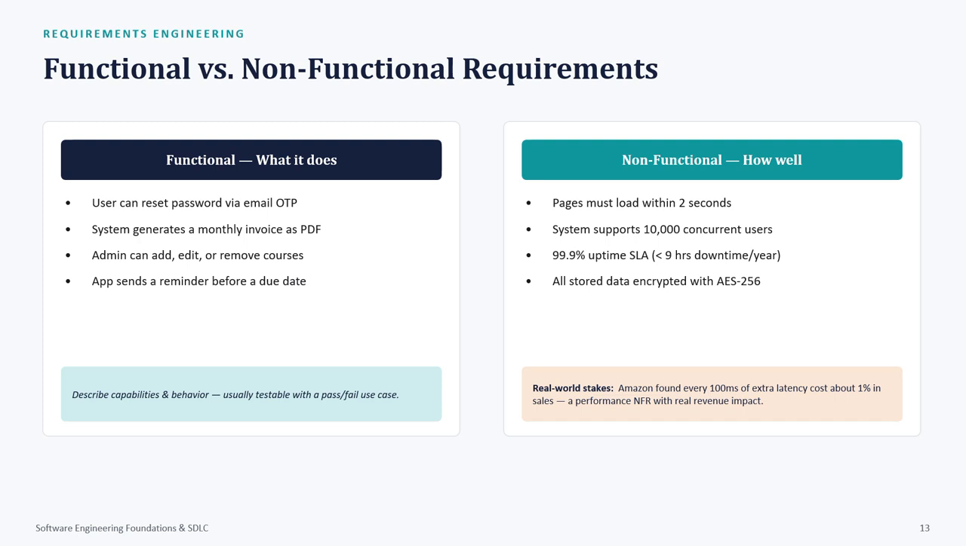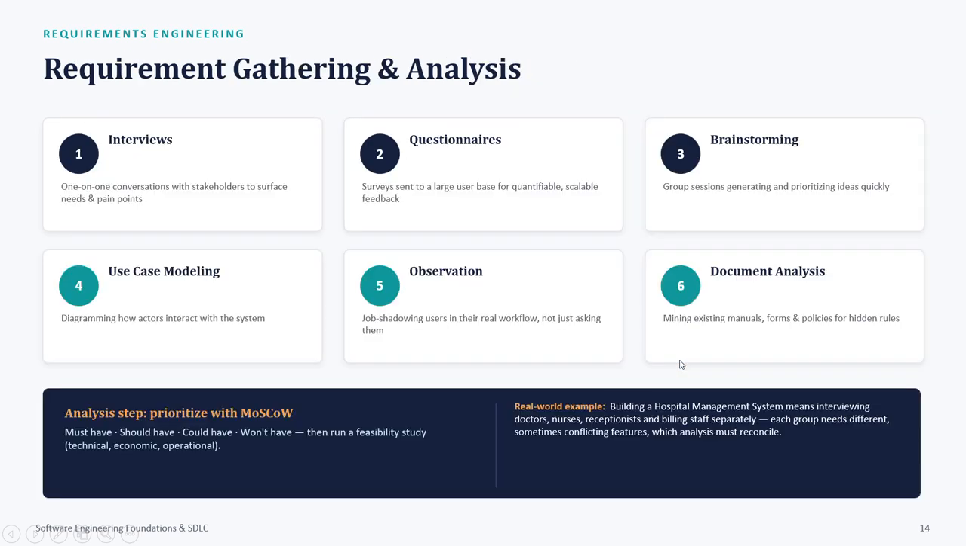Non-functional requirements: pages must load within 2 seconds. Second one is system supports 10,000 concurrent users. Third one is 99.9% uptime SLA, less than 9 hours downtime per year. All stored data encrypted with AES 256. Real world example: Amazon found every 100 milliseconds of extra latency cost about 1% in sales, a performance NFR with real revenue impact.